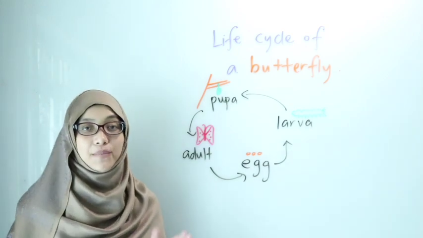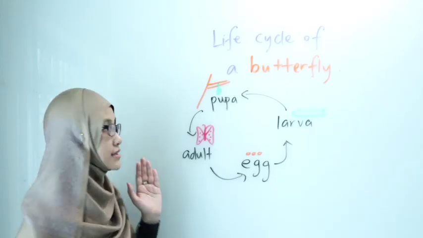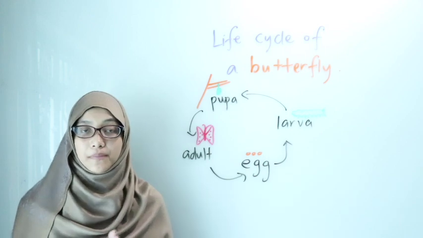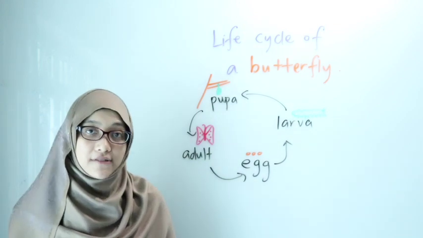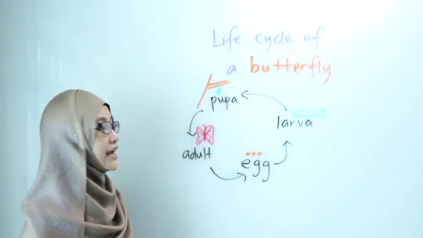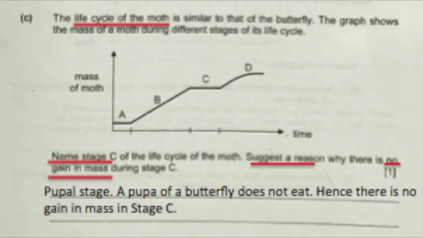In question C, from the underlined keywords, we have come out with the topic of the question, which is life cycle, and the concept that we are being tested on is the life cycle of a butterfly. What did we learn in our science class regarding the life cycle of a butterfly? We have learned that a butterfly has a 4-stage life cycle: egg, larva, pupa, and adult. Based on the graph, at stage C, there is no increase in mass. We can safely say that stage C is the pupal stage because the pupa of a butterfly does not eat. Hence, there is no gain in mass during stage C.